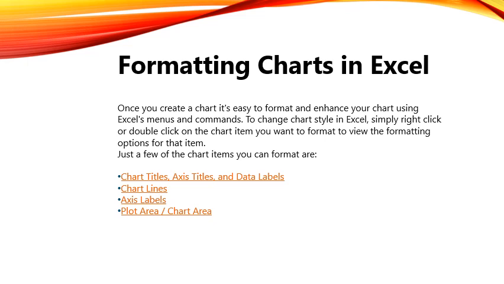Once you create a chart, it's easy to format and enhance your chart using Excel's menu and commands. To change chart style in Excel, simply right-click or double-click on the chart item you want to format to view the formatting options for that item. Just a few of the chart items you can format: we can format the chart title, as you already know what a chart title is, axis titles, and we can change their look. Data labels, chart lines, axis labels, plot area and chart area.